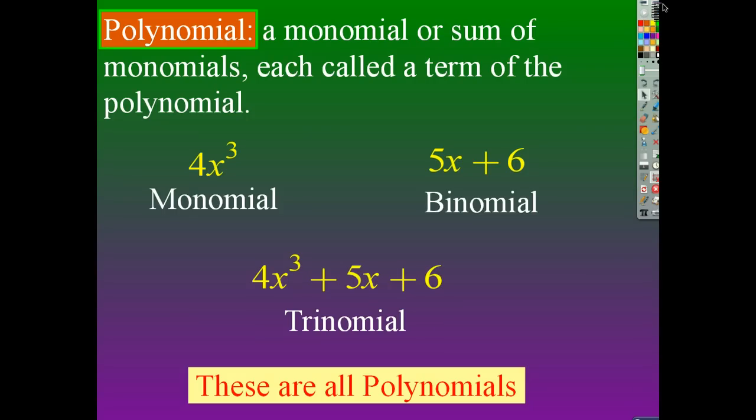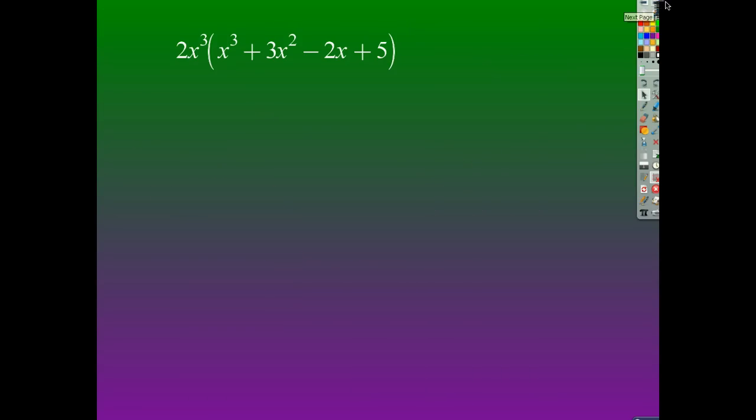Okay, so again, this is a monomial, and here would be a binomial, right? Because it's got two parts, and then the trinomial. And these are all different variations of polynomials, okay? So let's go ahead and take a look at some multiplication here, okay?